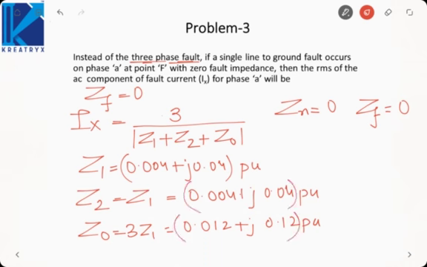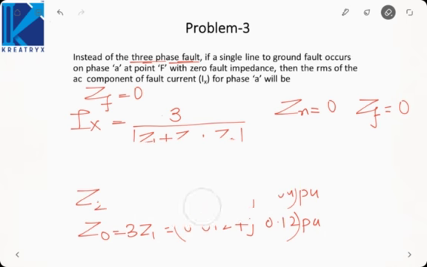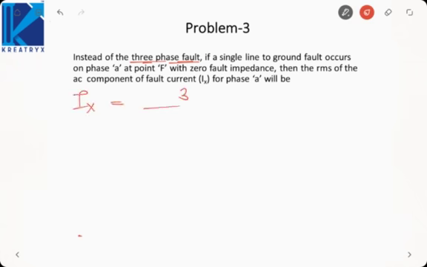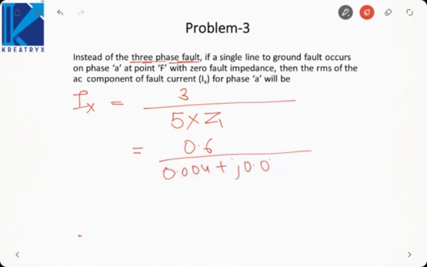Now if we compute the Ix, it will be 5 times Z1, 0.004 plus j0.04. So how much will this come out to be? This will come out to be 14.925. Let us say 14.92 pu.